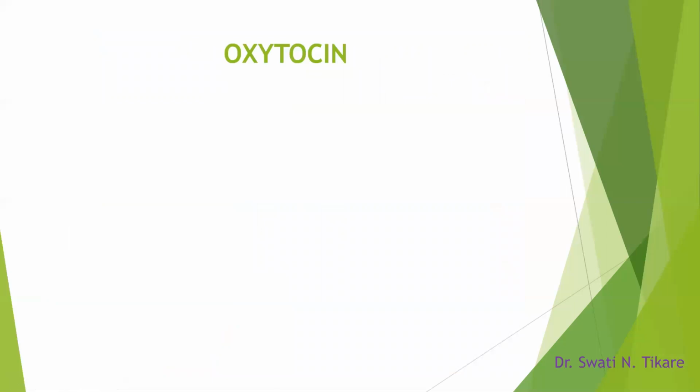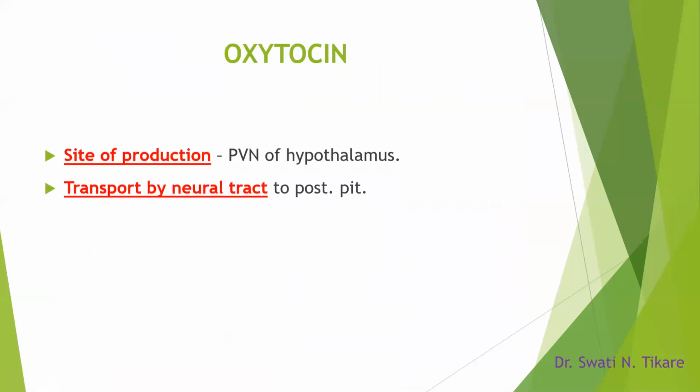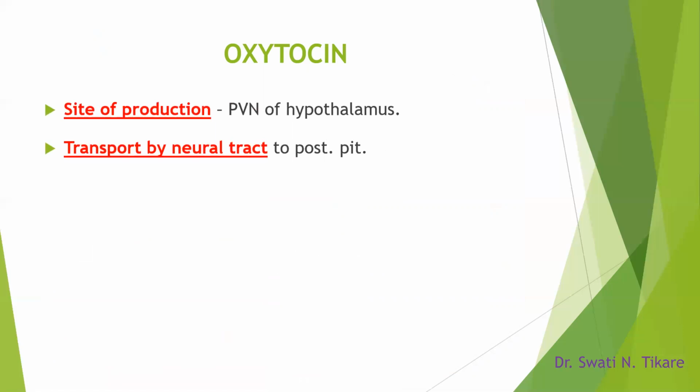Next, moving on to the last hormone of the posterior pituitary, that is oxytocin. The site of production of oxytocin is the paraventricular nucleus of the hypothalamus. Sometimes you get confused about which of SON and PVN produces what. The best mnemonic to remember that is SONA: the supraoptic nucleus produces ADH, whereas PVN produces oxytocin.